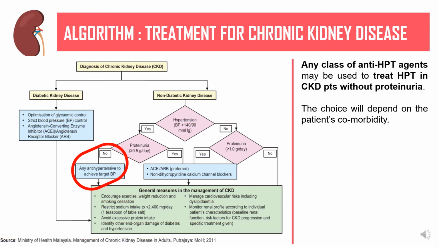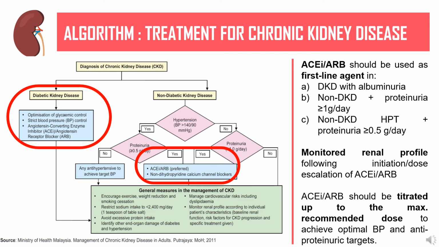For the non-diabetic patient with uncontrolled hypertension who does not present any protein in the urine, any class of antihypertensive agent can be used to treat the hypertension. However, the choice of class will depend on the patient's comorbidity. ACE inhibitor or ARB, angiotensin receptor blocker, should be used as first-line agent in diabetic kidney disease with albuminuria or non-diabetic kidney disease with the presence of proteinuria more than 0.5 g per day.